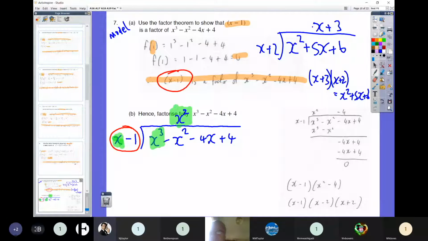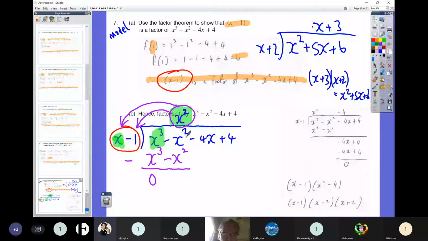I've then turned round, next step, and said to myself, x squared times x does indeed give me x cubed. That's why I chose it. I've now got to do x squared times the minus 1, and that gives me minus x squared. I now have to take those away from each other. Okay, you take those away from each other. X cubed take away x cubed is nothing.